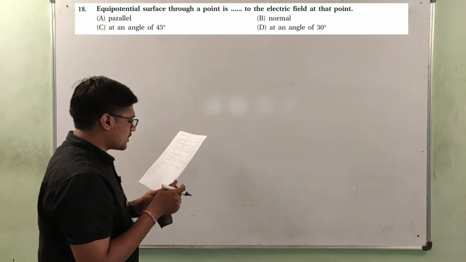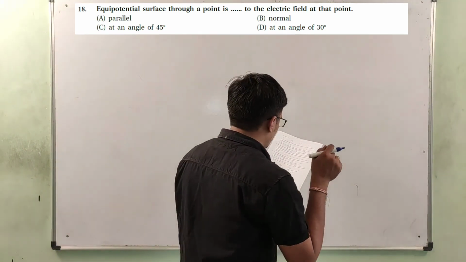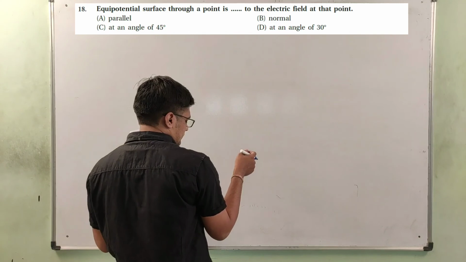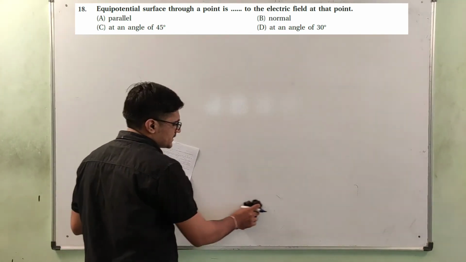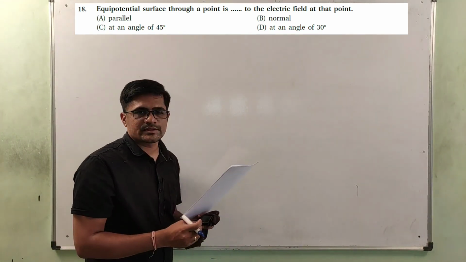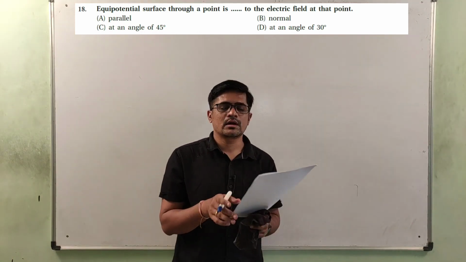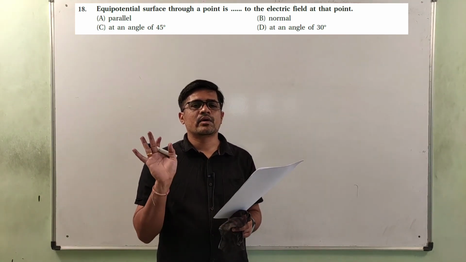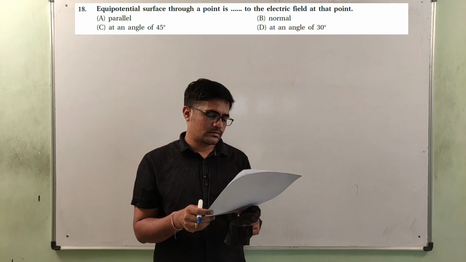Equipotential surface through a point is normal to the electric field at that point. I just told you that the electric field is always normal to the equipotential surface, so the equipotential surface is also normal to the electric field at any point, right? So normal is the answer.